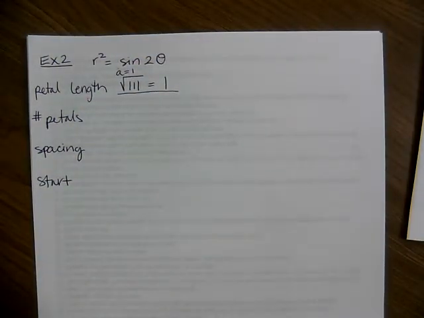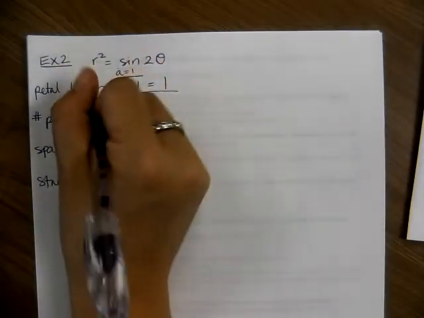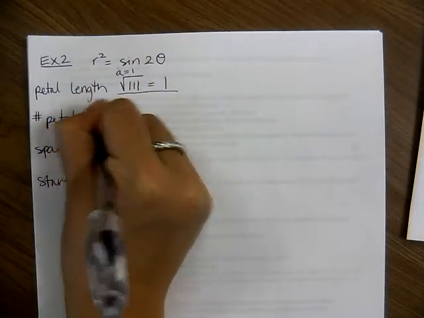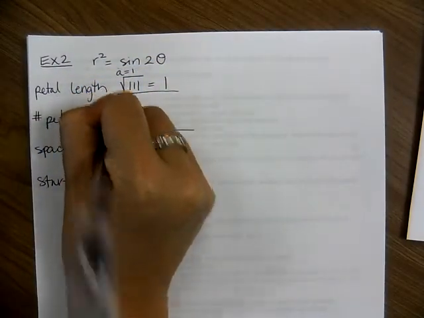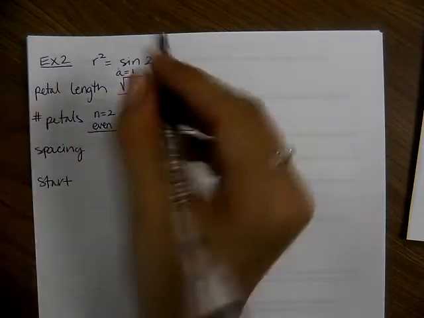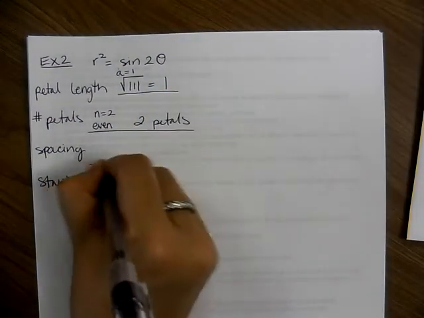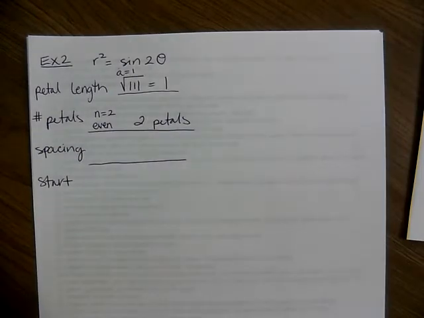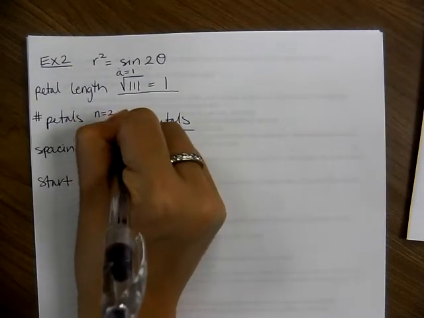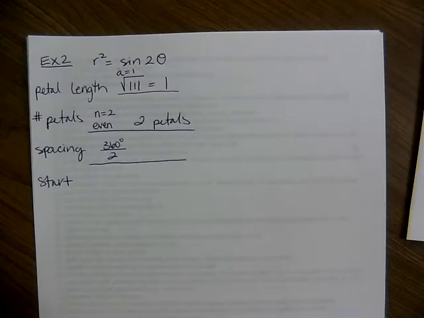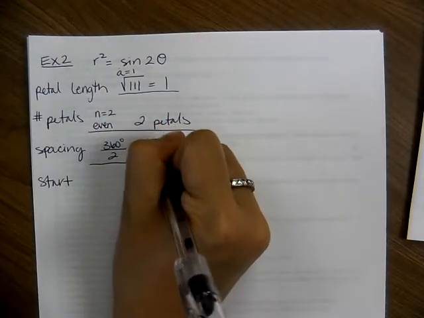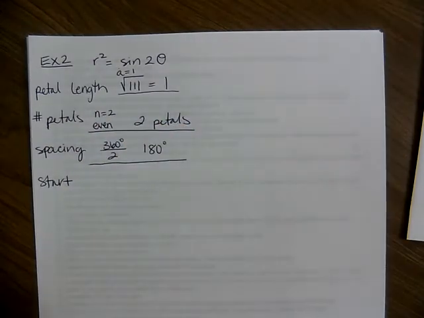Okay? Now we have to decide on the number of petals. So n equals 2. And it's even. So how many petals do we have? 2. For the spacing, you're just going to take 360 degrees, and you're going to divide it by the number of petals. So each petal should be spaced at 180 degrees.